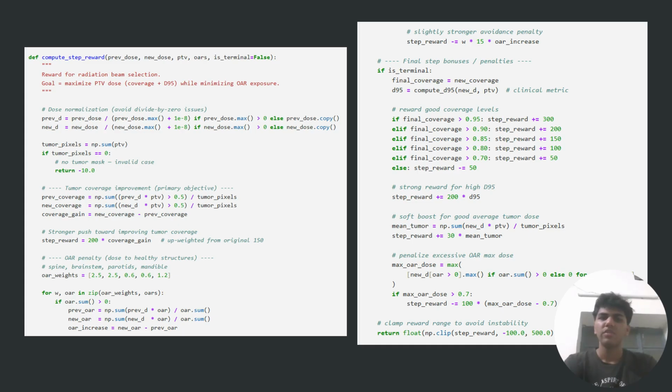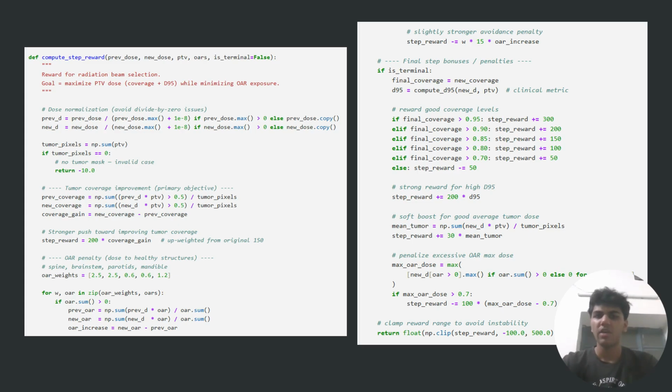We also introduce penalties based on OAR dose changes. For each OAR structure, if its dose increases due to the beam, we subtract a weighted penalty. Organs like the brainstem and spinal cord are penalized more heavily than carotids, reflecting clinical toxicity priorities, since the brainstem and spinal cord are more sensitive regions.